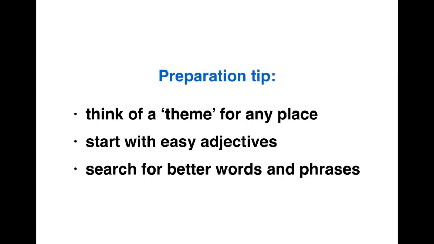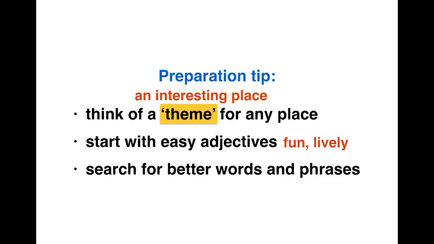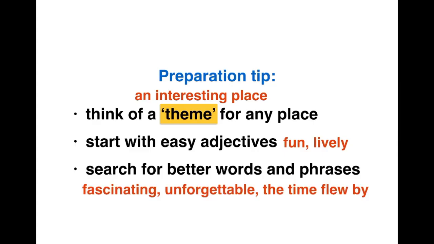If we take the theme of an interesting place, easy adjectives to describe an interesting place could be fun, lively, etc. But if we search for better words and phrases, we can prepare a better description. So words like fascinating, unforgettable, or a phrase like the time flew by, meaning the time went very quickly. Let's look at this theme in a bit more detail. If we're describing an interesting or fun city, there are lots of good things we could say about it.